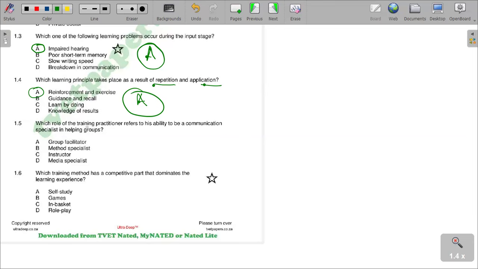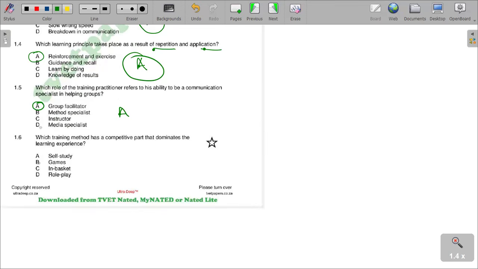Which role of the training practitioner refers to his ability to be a good communication specialist in helping groups? The role is what you call a facilitator, group facilitator. The facilitator's role is to be a communication specialist in helping groups to solve problems, right? Let's go to 1.6.